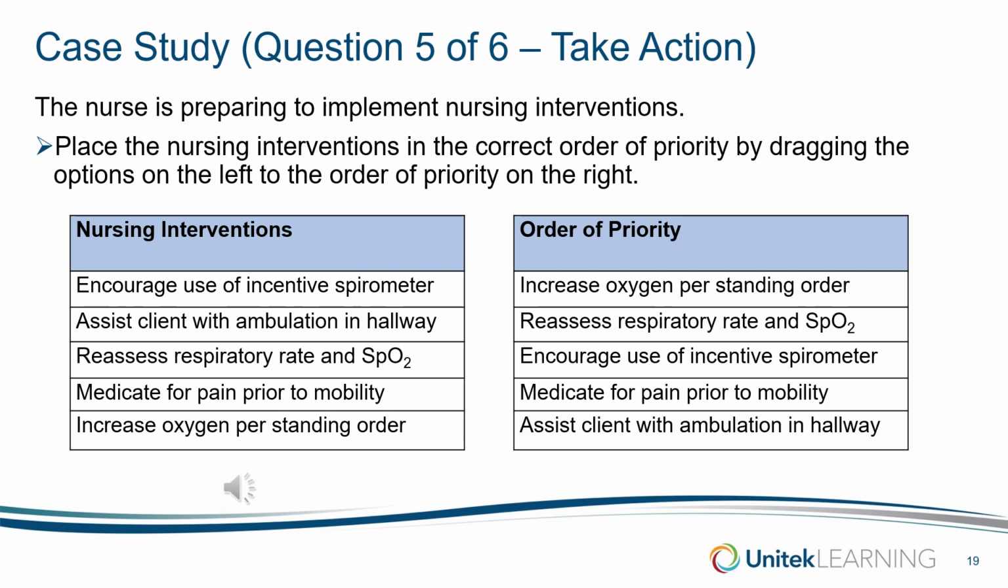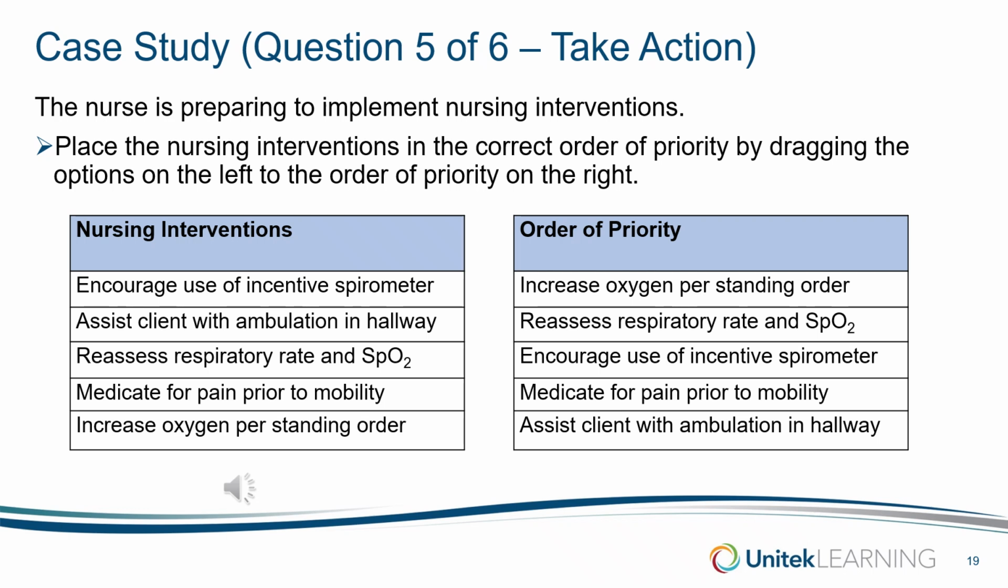In this item, NCLEX is testing your ability to organize, act decisively, and prioritize based on what will have the greatest and fastest impact on outcomes. Let's look at our nursing interventions in the correct order of priority. First, we must increase oxygen per standing order. This helps to decrease hypoxia and improve oxygen saturation levels.